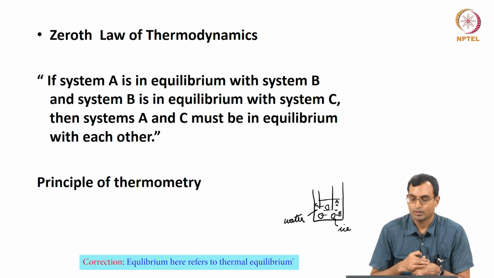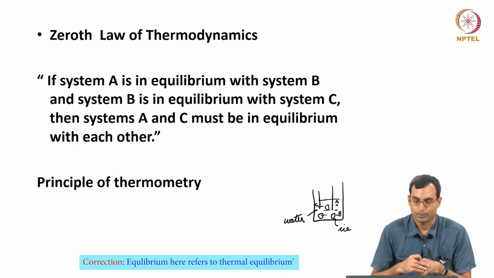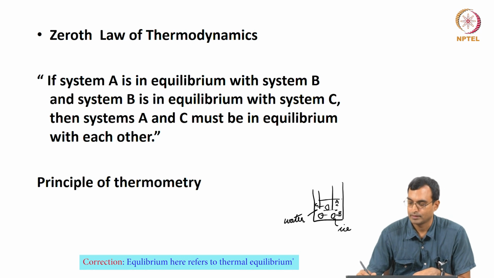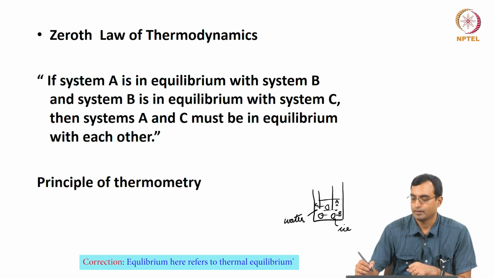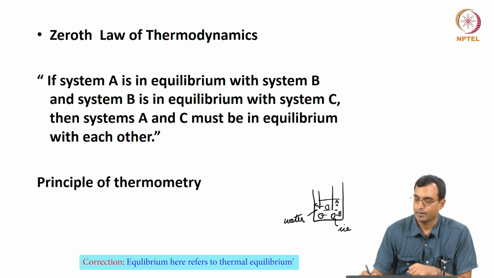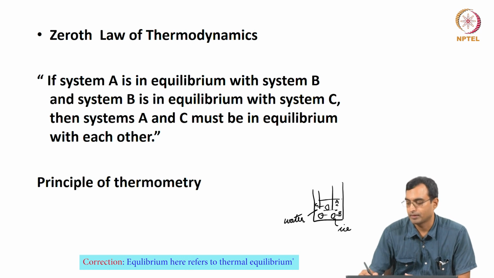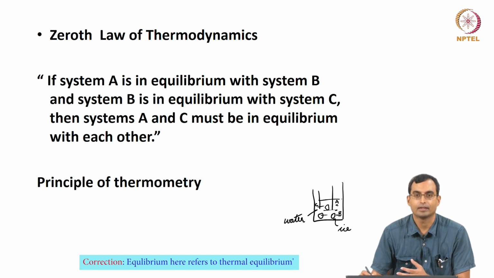It sort of seems fairly simple, but it essentially forms the basis of all of thermometry, because what we are usually doing is putting some system A, which is a thermometer, in equilibrium with some other system B, which can be for example this ice water, and later on we would also put this thermometer in equilibrium with some other object whose temperature we want to measure, and if that turned out to be the same as whatever we measured earlier, we know that the temperatures of both are the same.